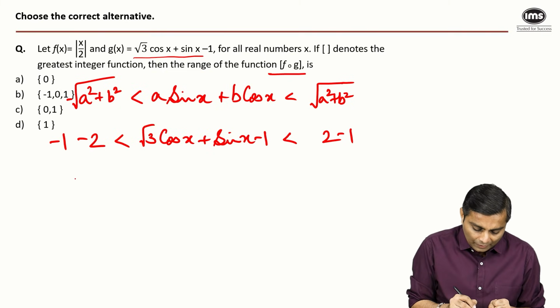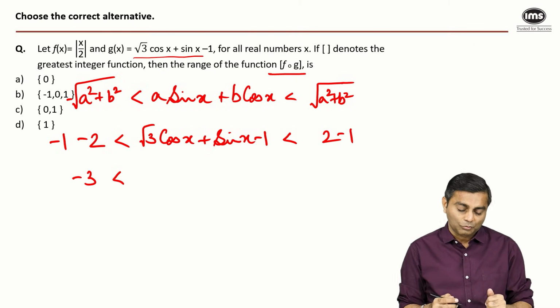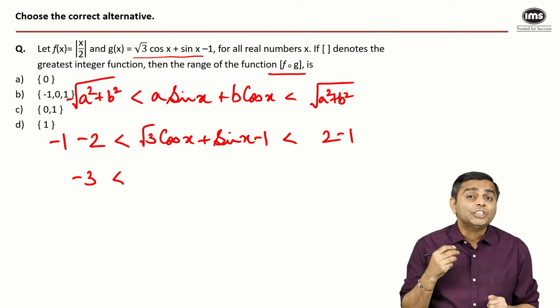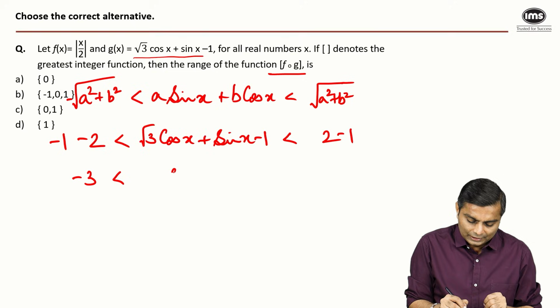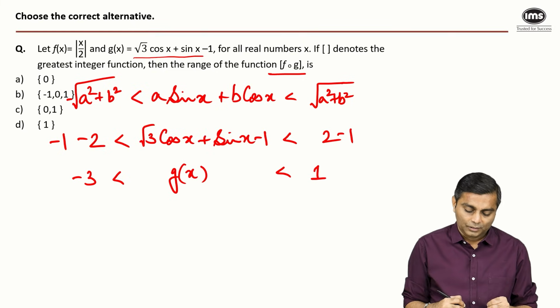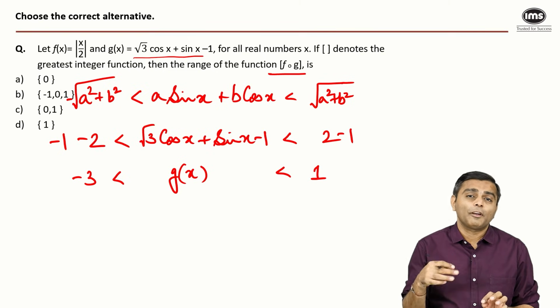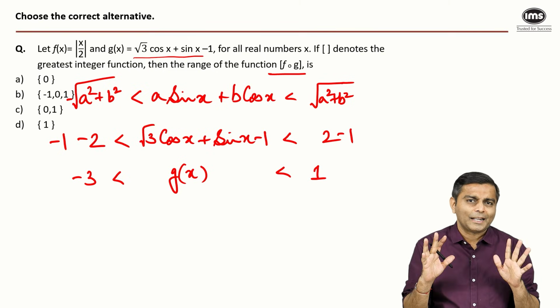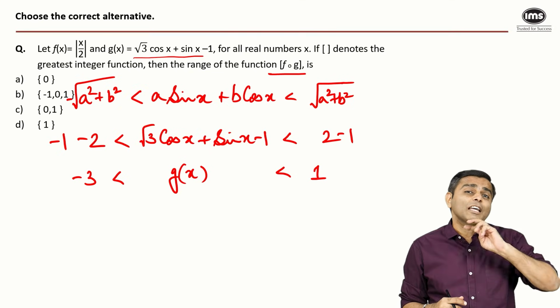So what we now have is minus 3 less than root 3 cos x plus sin x minus 1, which is nothing but g of x, less than 2 minus 1. We are not trying to find g of x. We have to find square bracket of f of g. Let's worry about the square bracket later. We are trying to find f of g of x.